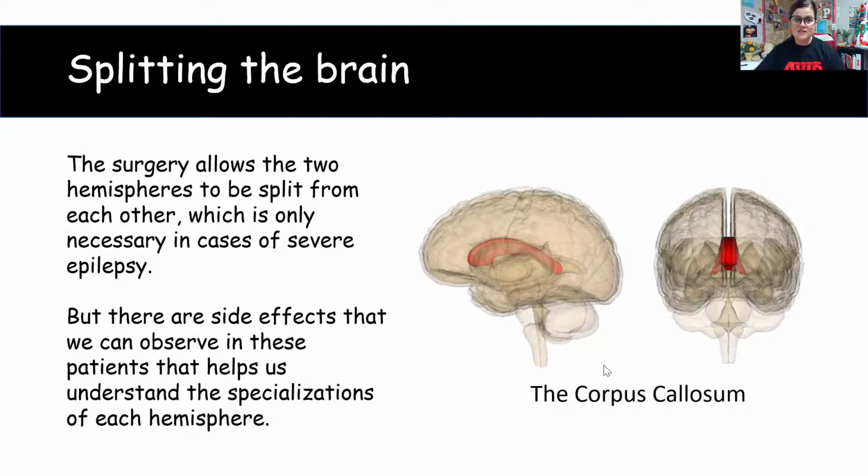There are side effects that we can observe in these patients that really are going to help us understand the specializations of each hemisphere. And this is where it can get a bit tricky and a bit hard to understand. So again, I'm going to lay this all out and explain it to you, but I highly encourage you to seek out your textbook for an additional explanation to make sure that you really understand what's happening with the split brain procedure.